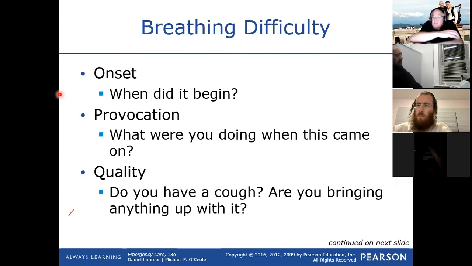For breathing difficulty, we could ask them, have you ever had this problem before? Can you tell me how this episode is as compared to previous? Or you can get into specifics. Do you have a productive cough? A productive cough means they're actually bringing up some mucus, versus a dry cough that's not. So quality is basically asking the patient to add some description to their complaint.